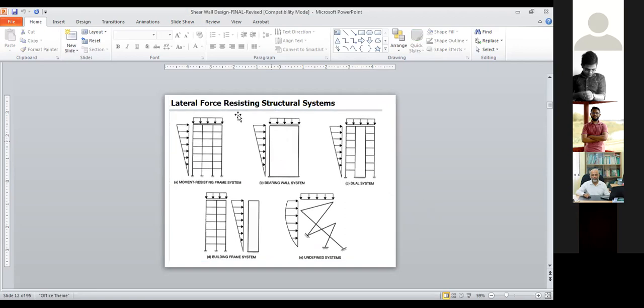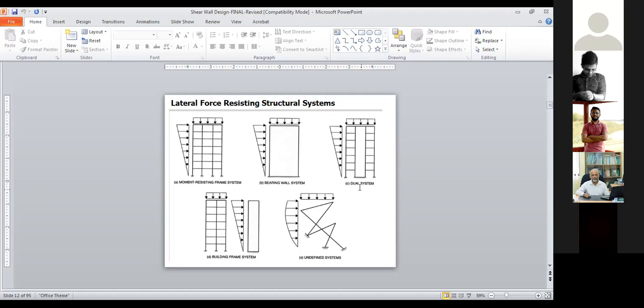We have lateral force resisting structural systems. You may know the moment resisting frame, where only the frame takes the vertical load as well as the horizontal load. You may have the bearing wall system only, where your wall takes all loads, horizontal as well as vertical. You can have the dual system, where your frame takes the horizontal load, and your shear wall also takes the horizontal load. The vertical load is also taken by the shear wall and the frame system.